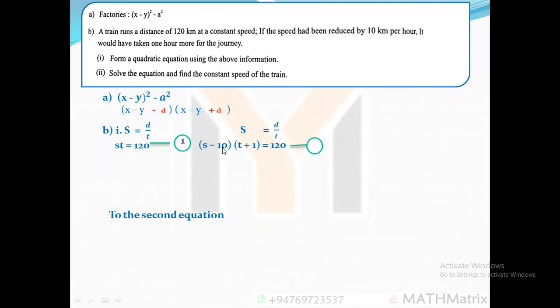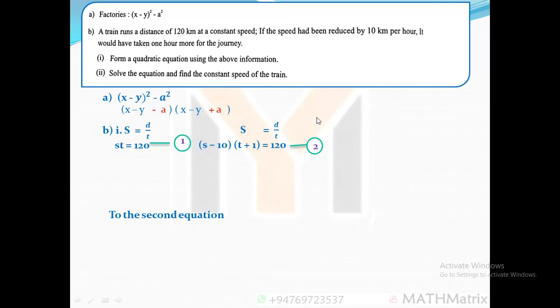So the speed has been reduced by 10, so s minus 10, and the time duration has increased by 1, so t plus 1. And here now the second formula, again it equals the same distance 120 for the same journey, right? Okay, here the second equation. So this is a very important point right now. If you're able to mark this, it means definitely you can simplify the rest.